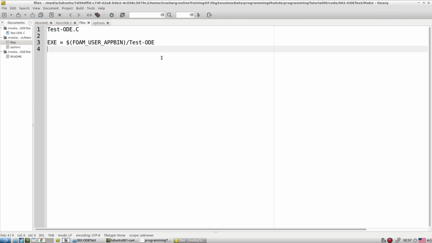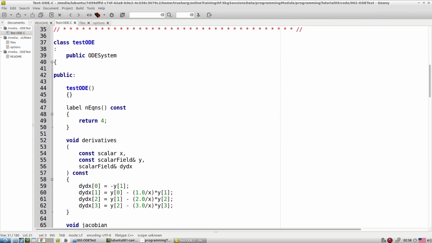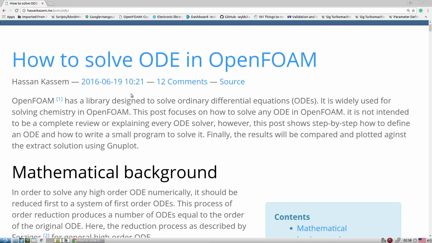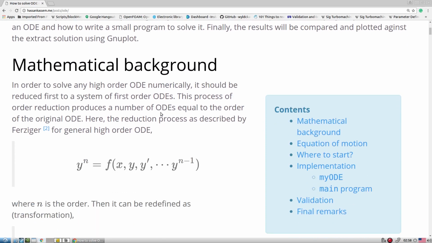But how exactly is the solver built this way? How do we do that? That is very nicely explained by one person on the internet. So let's explore this: how to solve ODEs in OpenFOAM. OpenFOAM is a library designed to solve ordinary differential equations, and it is widely used for solving chemistry in OpenFOAM. In this post they try to explain step by step how to understand this ODE solver development process. So let's explore that.